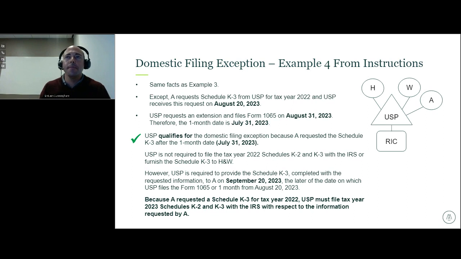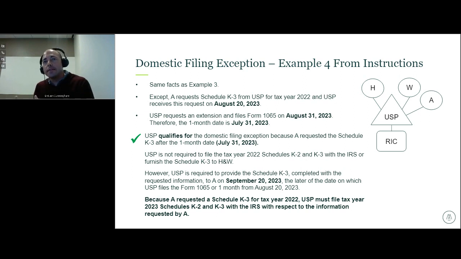Last example, and I meant to say these examples line up with the example numbers from the instructions. So we're on the third example, but this is example four from the instructions in case you want to cross-reference. In this, the facts are the same except that A requests the K-3 from the U.S. partnership, and the partnership receives the request after the one-month date. After July 31st, 2023, on August 20, they received the request. In this case, because it's after the one-month date, USP would qualify for the exception.